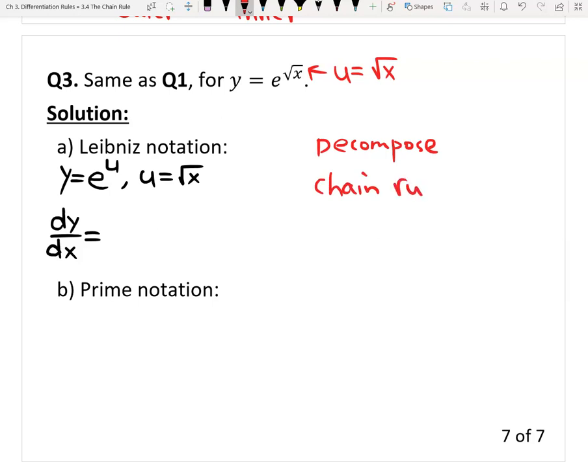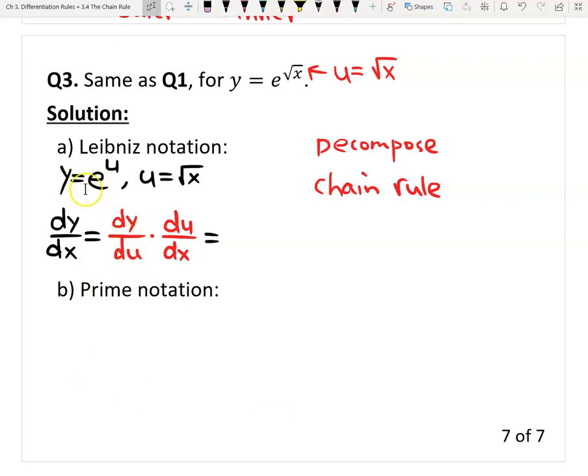So now we need to use the chain rule. The chain rule is this: dy/du times du/dx. If we cancel u, we get dy/dx. That's definitely right. Okay, so after writing the formula, what we need to do now is evaluate the derivatives. The two derivatives. What is the first derivative, which is dy/du?